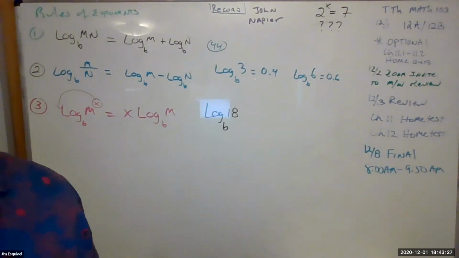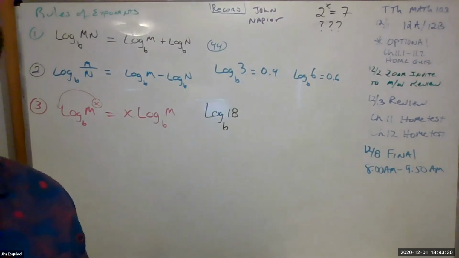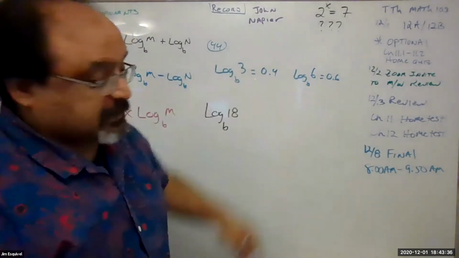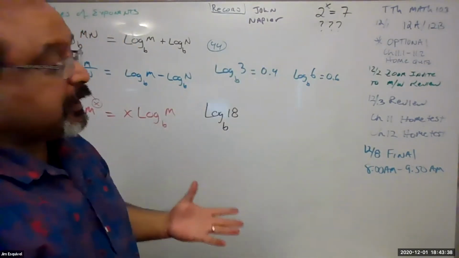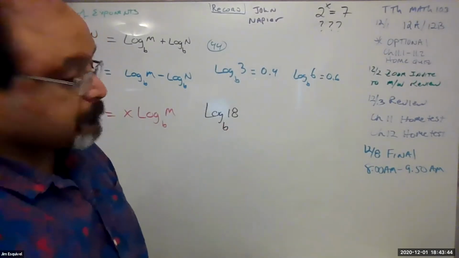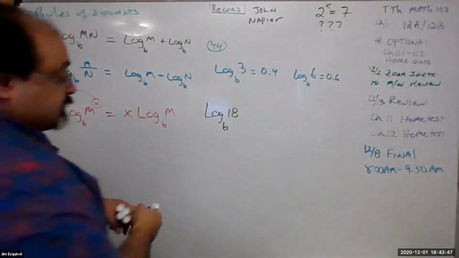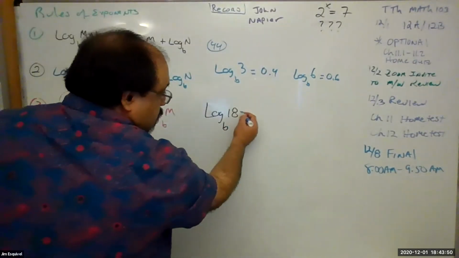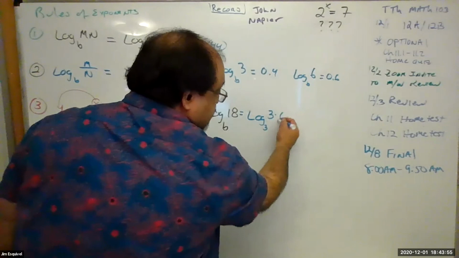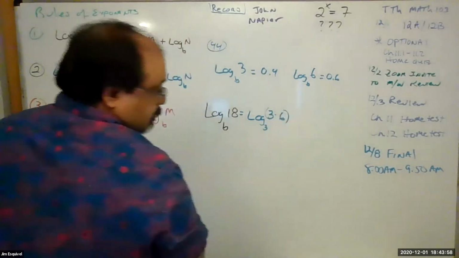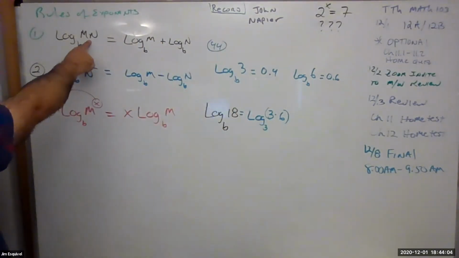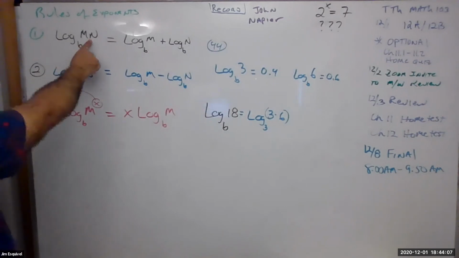The only thing you know for log base b is 3 and 6. So can you use a 3 and a 6 to make an 18? Yeah, 3 times 6. So this is log base b of 3 times 6, because that's 18. How would we separate multiplication? By adding. By addition.